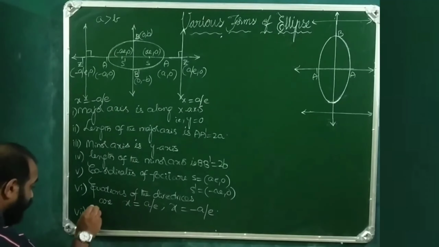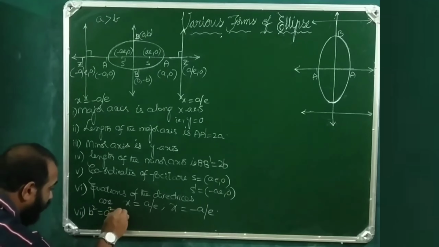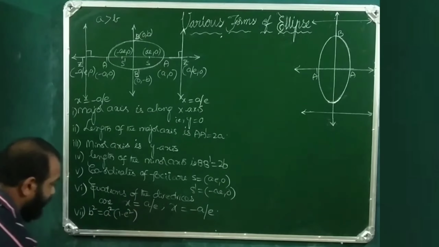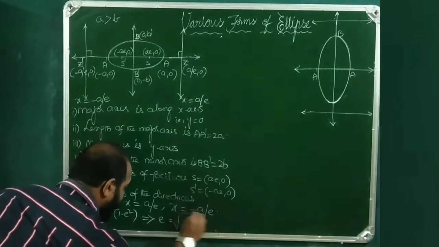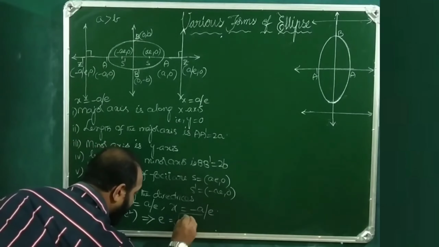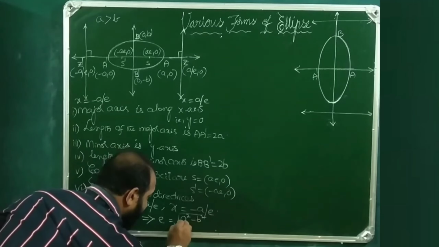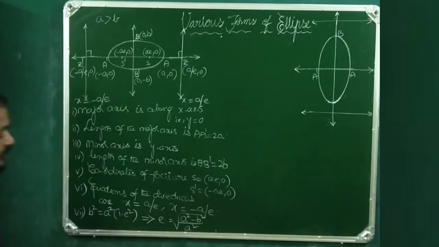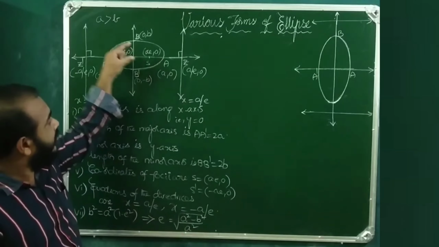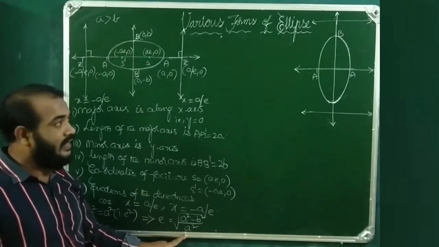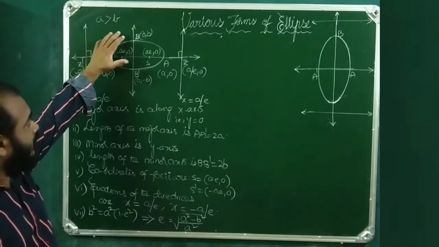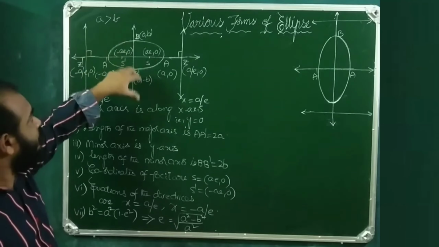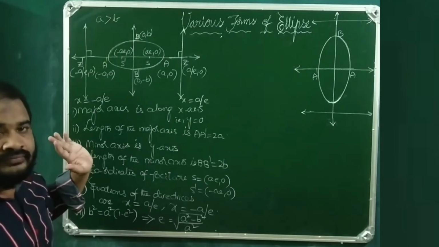What is the condition between a, b and e? b square is equal to a square into 1 minus e square. From this, e is equal to square root of (a square minus b square) by a square. So bigger square minus smaller square by bigger square. So these are the characteristics of this ellipse, a greater than b.